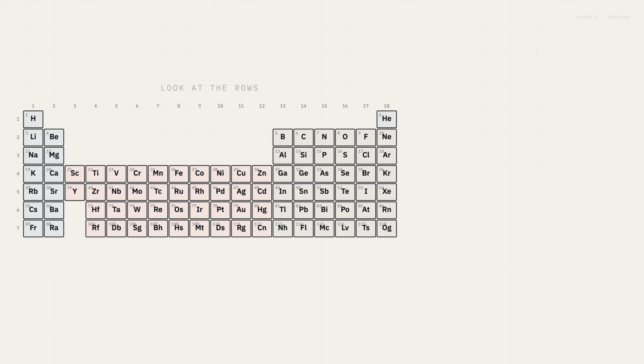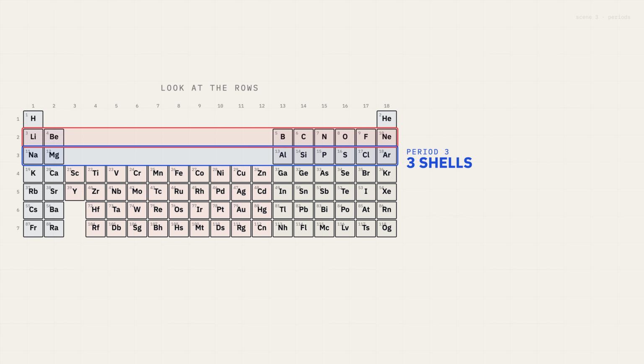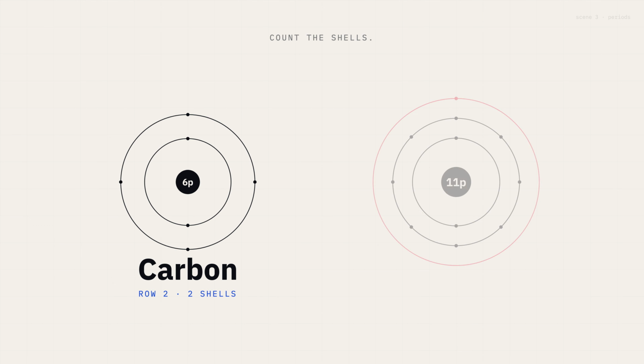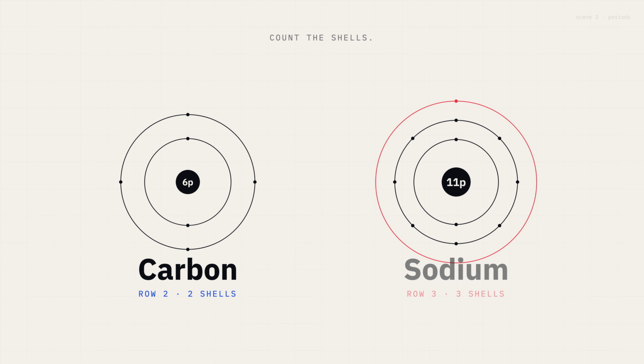Now look at the rows. The row an element sits in tells you how many electron shells it has. Period 2, 2 shells. Period 3, 3 shells. Carbon is in row 2, 2 shells. Sodium is in row 3, 3 shells. You're literally reading the size of the atom by counting down.